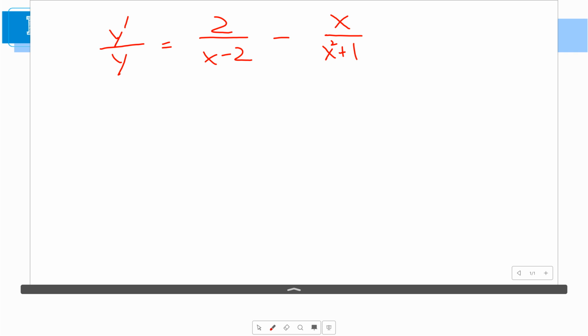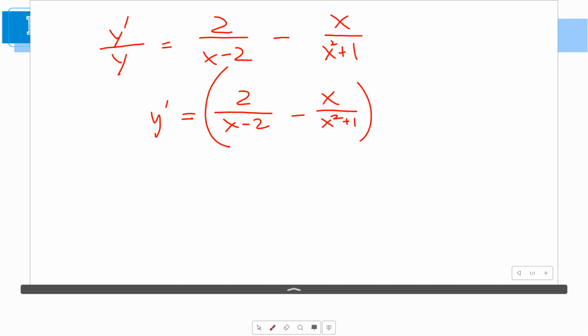Need to solve for y prime. So y prime would be equal to 2 over x minus 2 minus x over x squared plus 1, all of that times the original function, which I don't remember. x minus 2 quantity squared over the square root of x squared plus 1. Do you need to simplify that? No.